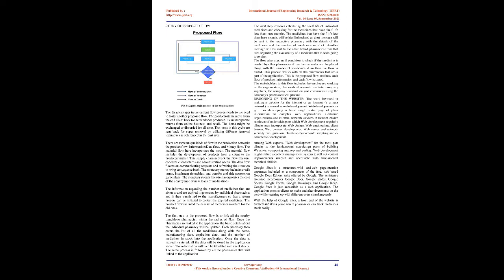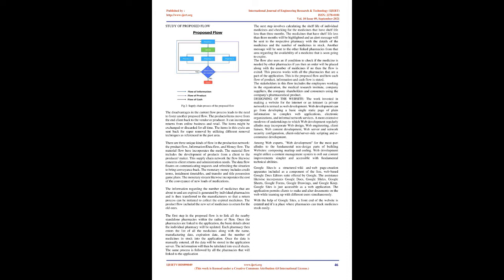The first step in the proposed flow is to link all the nearby standalone pharmacies within the radius of 5 kilometers. Once the pharmacies are linked to the application, the basic details about the individual pharmacy will be updated. Each pharmacy then enters the list of all the medicines along with the name, manufacturing date, expiration date, and the number of medicines in stock into the application. Once the data is manually entered, all the data will be stored in the application server. The information will then be tabulated into Excel sheets. The same process is followed by all the pharmacies that will link to the application.